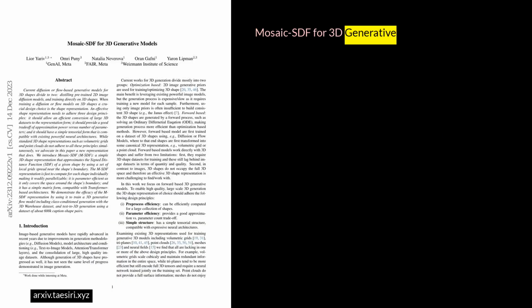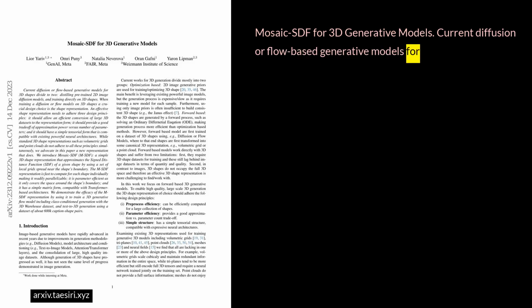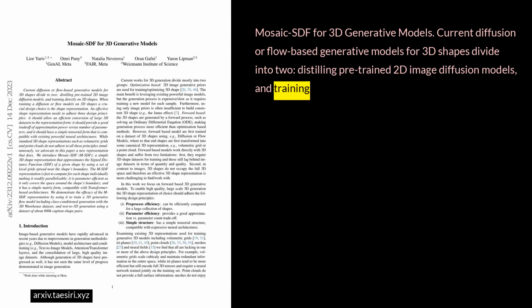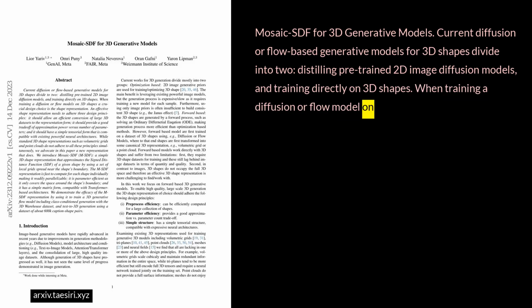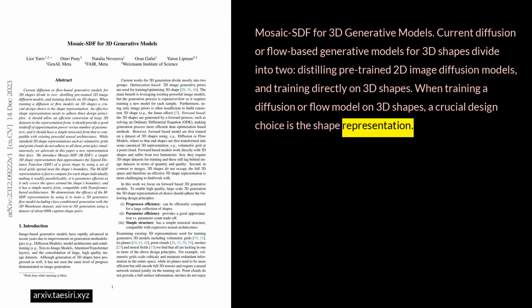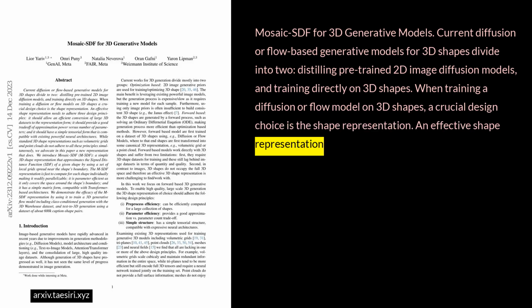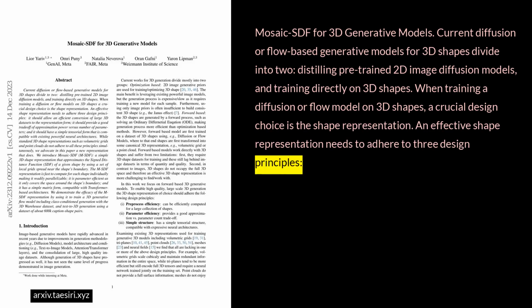Mosaic-SDF for 3D generative models. Current diffusion or flow-based generative models for 3D shapes divide into two: distilling pre-trained 2D image diffusion models and training directly on 3D shapes. When training a diffusion or flow model on 3D shapes, a crucial design choice is the shape representation. An effective shape representation needs to adhere to three design principles.